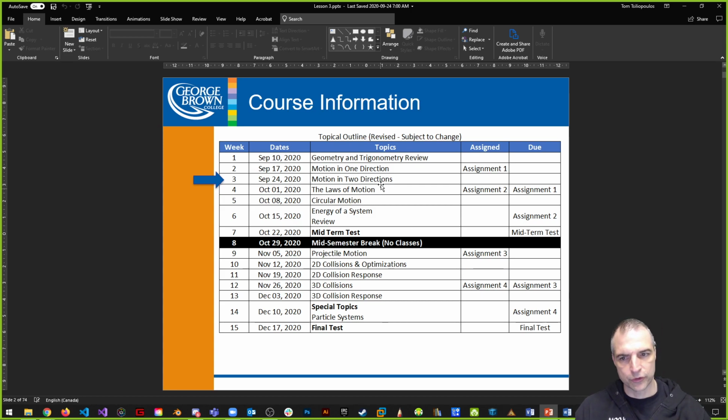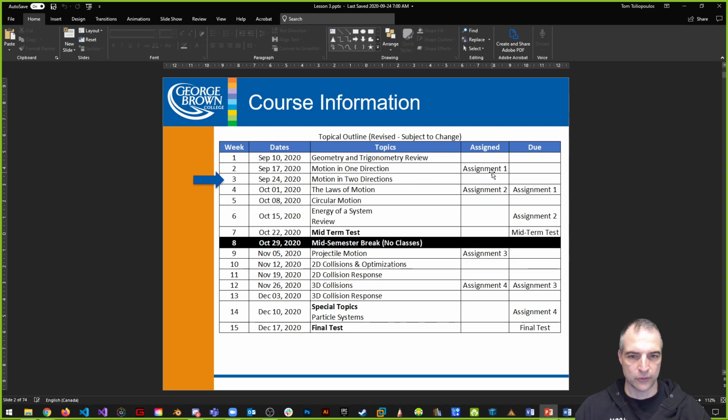We're going to be talking about motion in two directions. One thing is, I was supposed to post an assignment 1 last week. I did post it, but somehow it didn't work up on Blackboard or whatever. So that's fine. We're a week behind. So I've got the assignment posted now, and I want to talk about it.